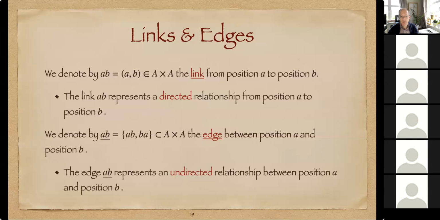Are there any questions about this? So this is a very fundamental point, right? We have a set of positions A. It's finite in principle. We can count them 1, 2, 3, 4 till n. And then we can describe all the links between them. And using the same concept of link, we can also describe edges by having two links, the link AB and the link BA between two positions.